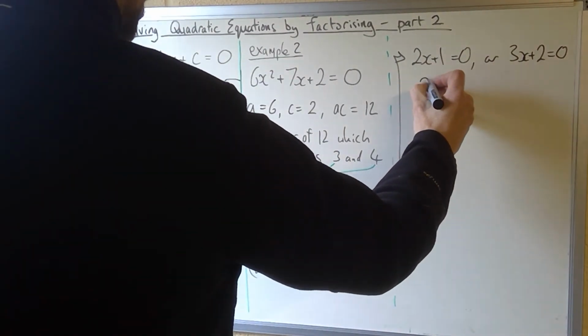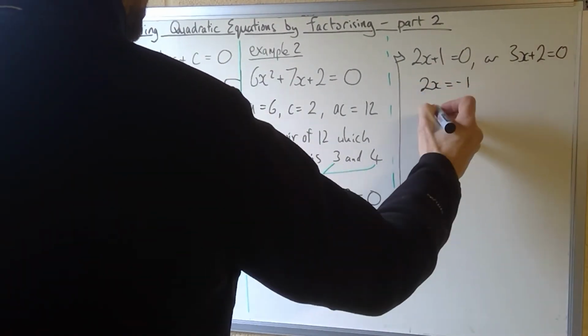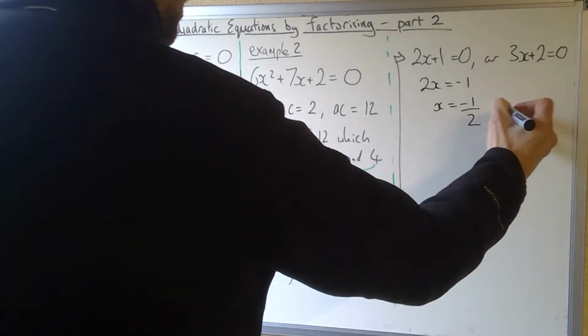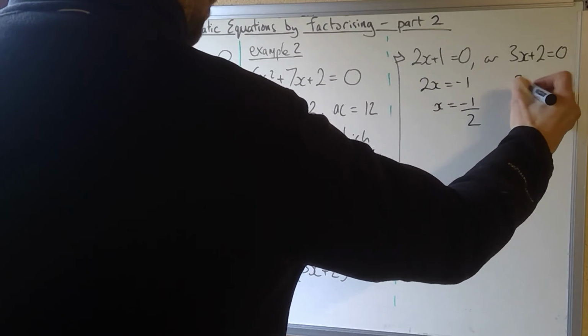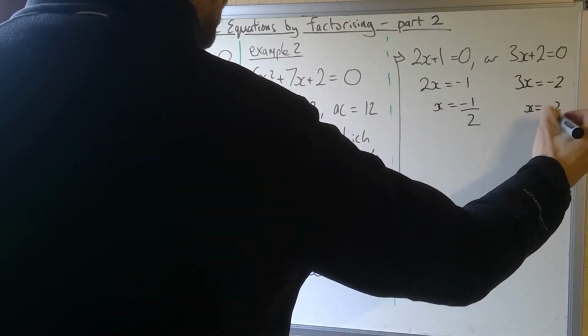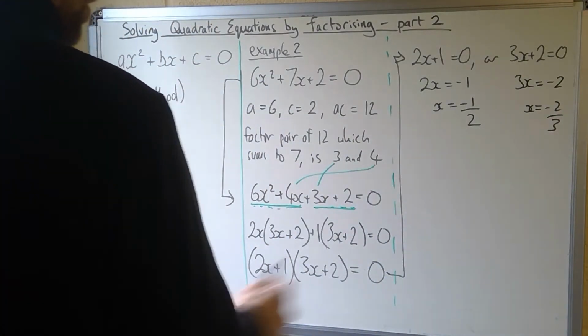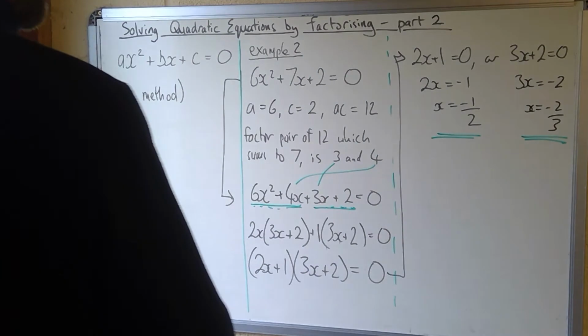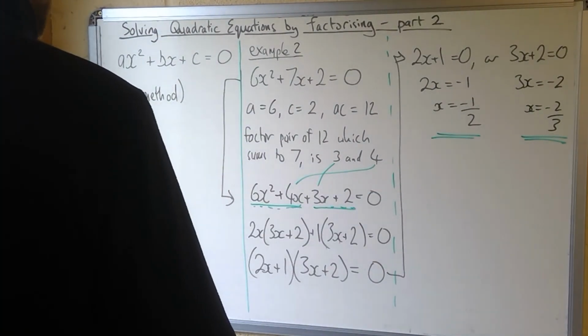So solving this one, 2x would be equal to negative 1, x equals negative a half, and the second one here, 3x equals negative 2, and x equals negative 2/3. So I get my two solutions as expected. They're often fractions when we use this method, and it's best just to leave them as fractions.